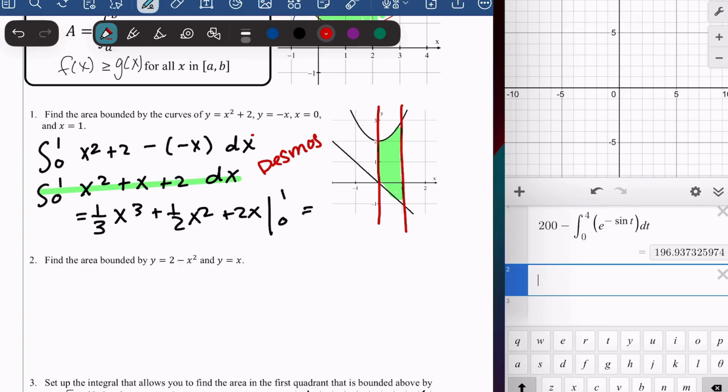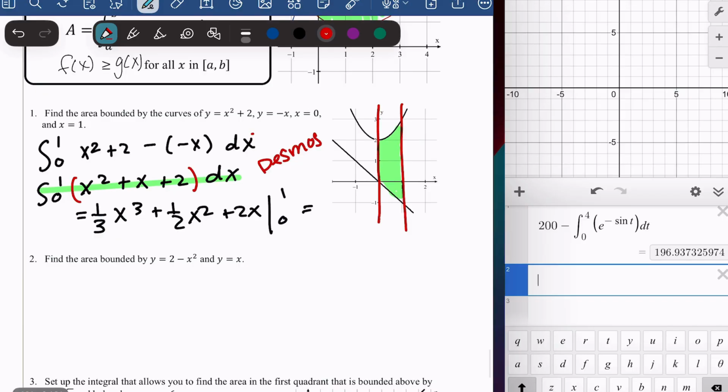Just remember when you plug it into Desmos, you need to have parentheses around your function before you put dx. So go ahead and take a minute to type that into Desmos, and as soon as you get an answer, let me know what you get.